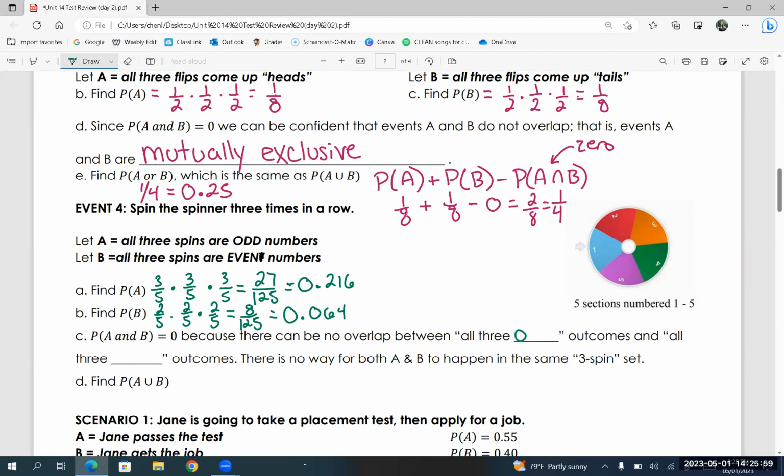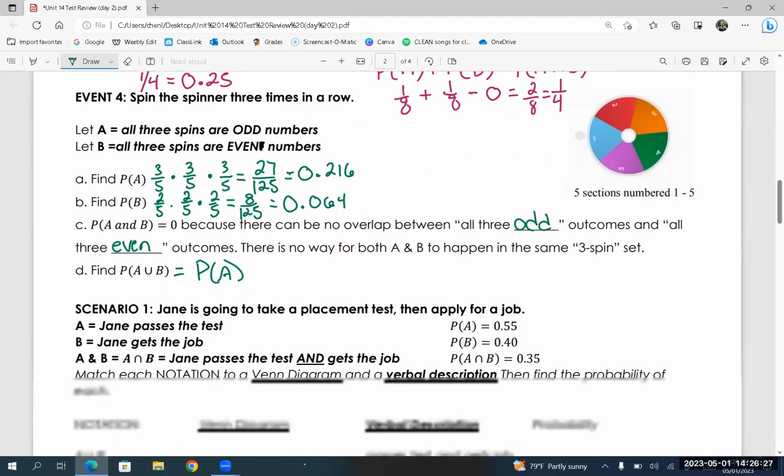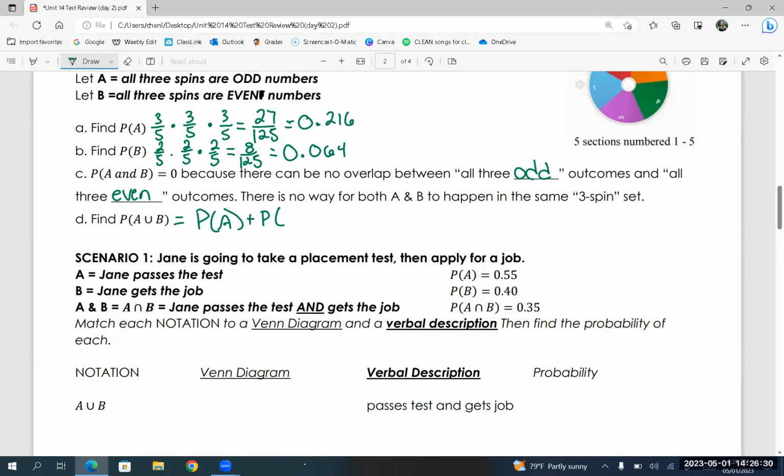Okay, part C. The probability of A and B equals 0, because there can be no overlap between all 3 odd outcomes and all 3 even outcomes. I can't spin the spinner and get a number that is even and odd. There's no way for both A and B to happen in the same 3 spin set. Part D, find the probability of A or B. This would be equal to the probability of A plus the probability of B minus the probability of A and B, which we said is going to be 0.